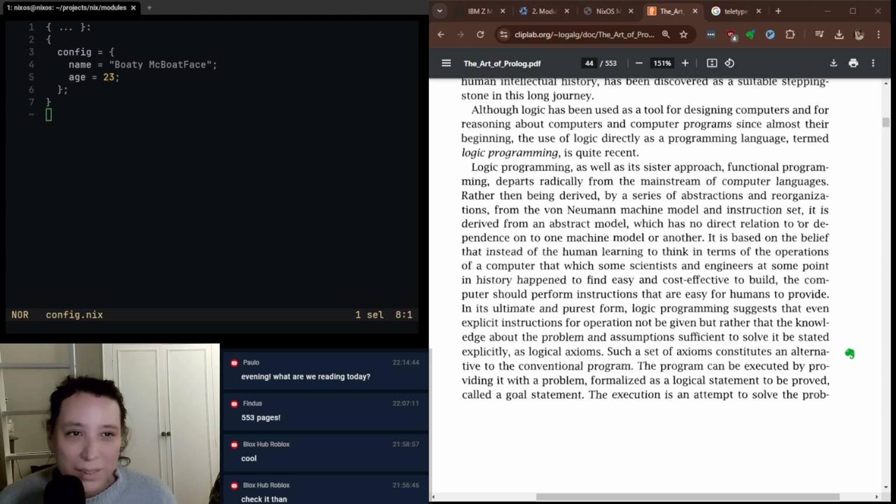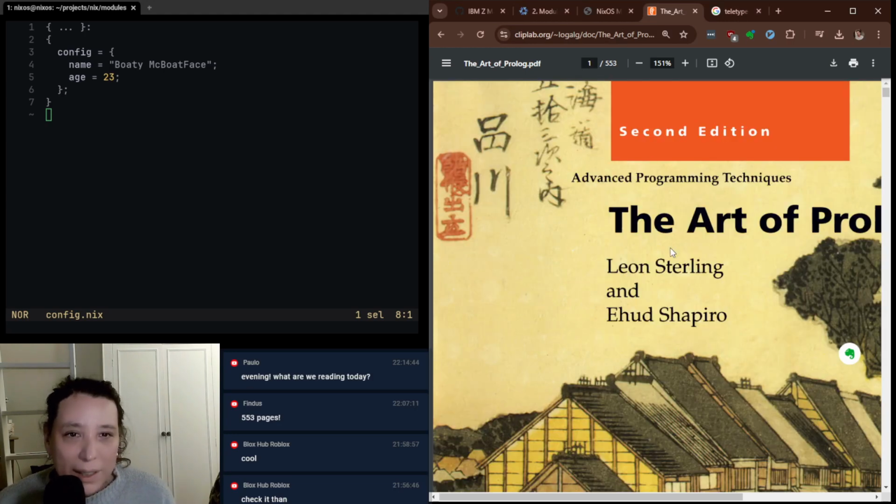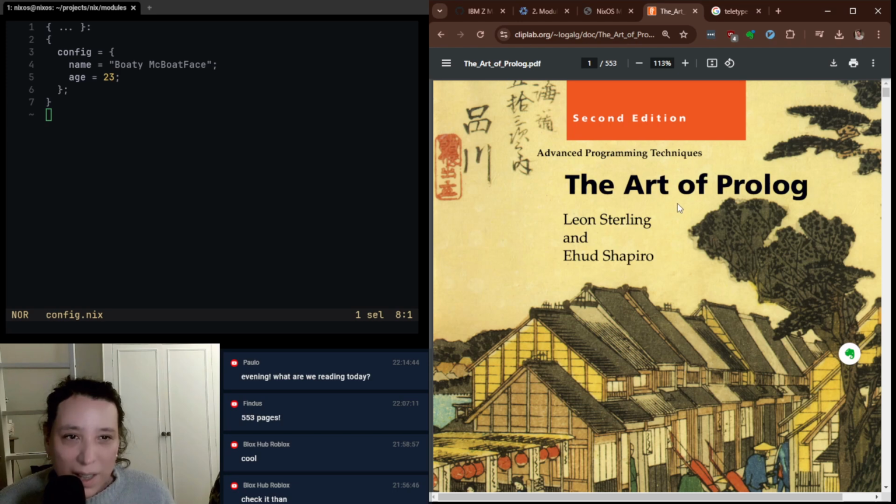Hey, Paolo. We are reading. Let's see, we're on page 44, right? We are reading The Art of Prolog, trying to learn a little logic programming.